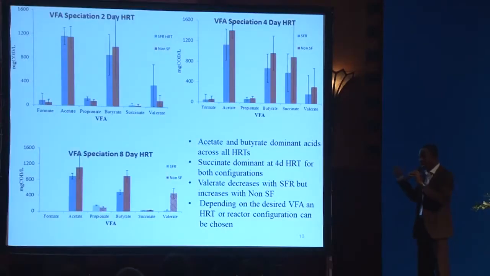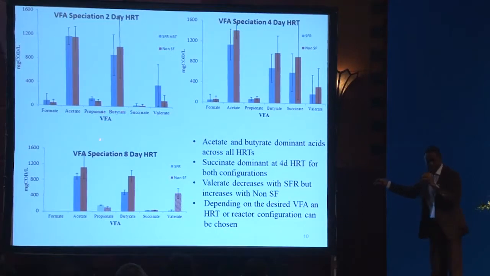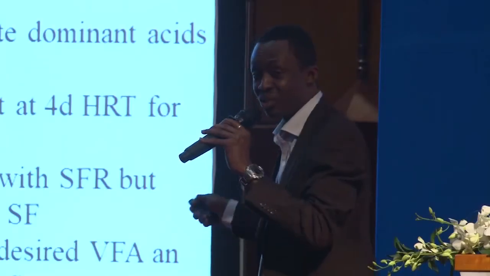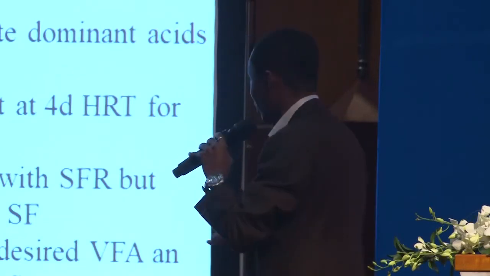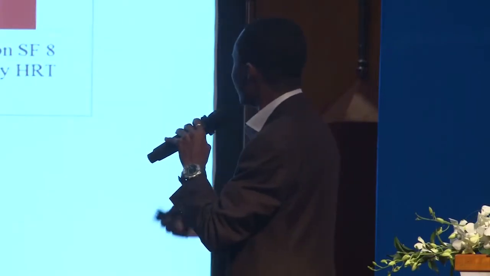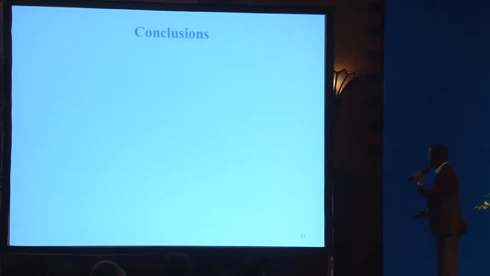So here also, if you are interested in valeric acid, then for a shorter HRT you go for the step feed reactor configuration. For a longer HRT, you have to go for the non-step feed reactor configuration. This is what this means. Methane flow rate is similar across all HRTs for the non-step feed, but when you look at the step feed reactor configuration, it increases with HRT.